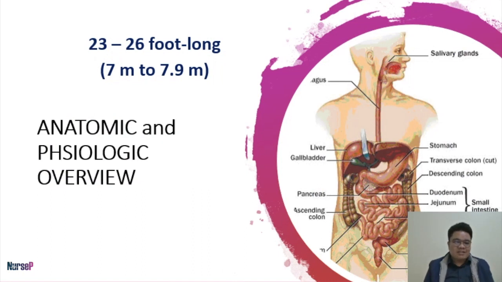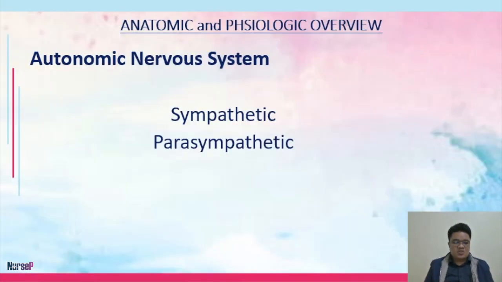Now, the gastrointestinal system. If I talk about the gastrointestinal system, that's the system from your mouth going towards your esophagus, going towards your stomach, and then you have your small intestine, your large intestine, and then your anus. A 23 to 26 foot long system, which is 7 meters to 7.9 meters in the metric system. Okay, the longest part of which is your small intestine. So this is the system that takes charge of our digestion, the same system that takes charge of our nutrient processing. Now, for this system to be innervated, you have your sympathetic and then your parasympathetic effects.